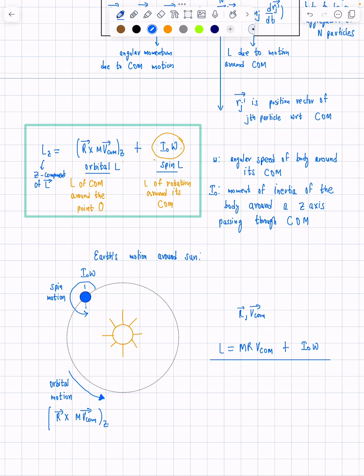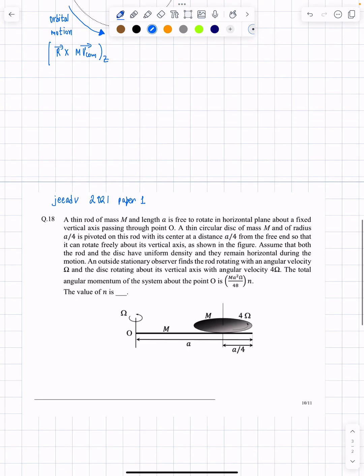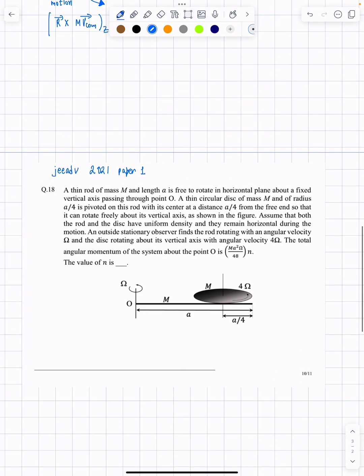Okay, so we'll just go to the first example. This was asked in 2021. So we have a thin rod of mass m, length a, free to rotate in a horizontal plane about a fixed axis passing through point O. As I said, we need to know the point for calculating the angular momentum.